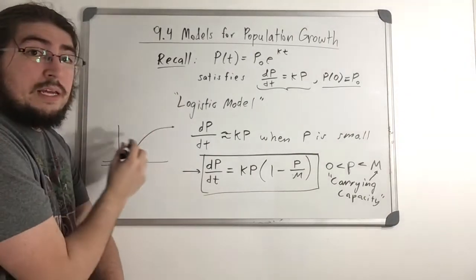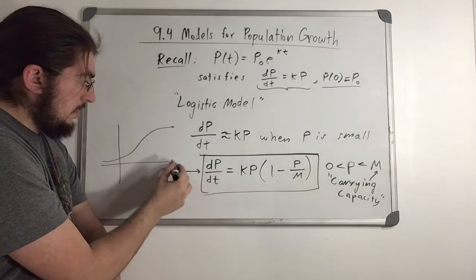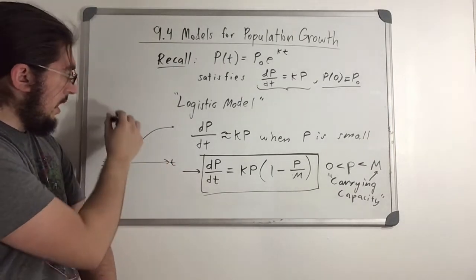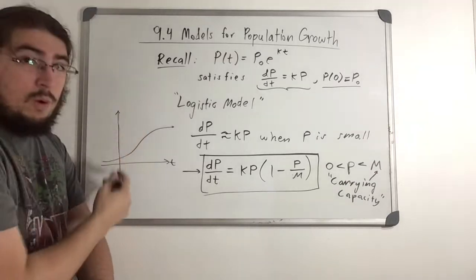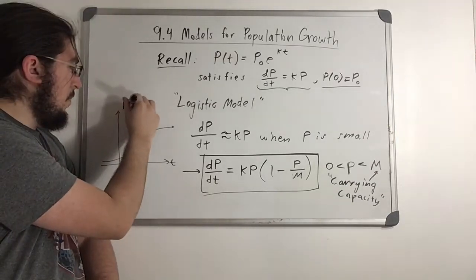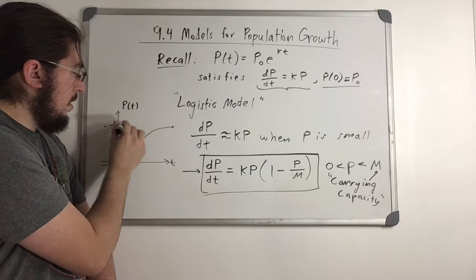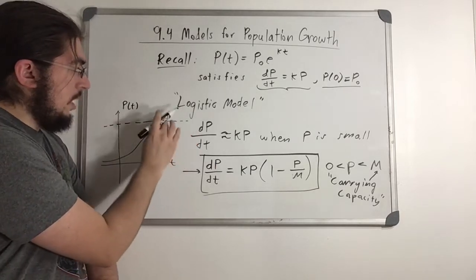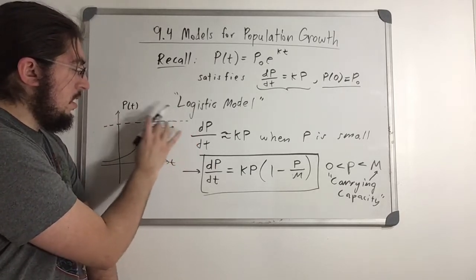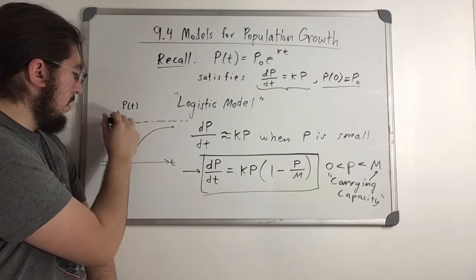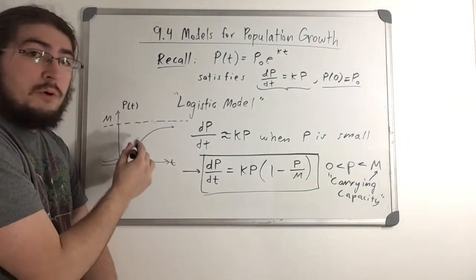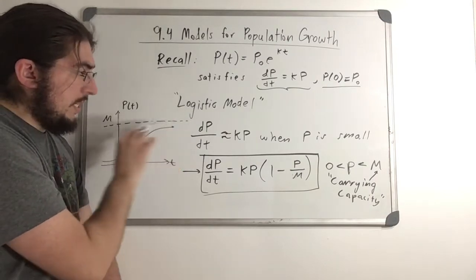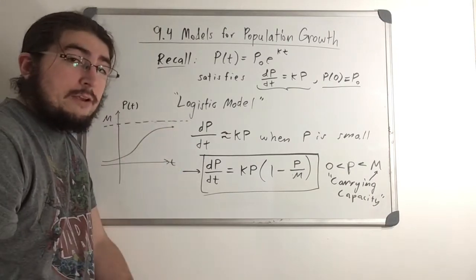It will look something like this. So t is time, and this y-axis here represents our population size. We're going to get a horizontal asymptote here, and this is going to be M. So it's going to start off exponential at some point, and then slowly get closer and closer toward the carrying capacity.